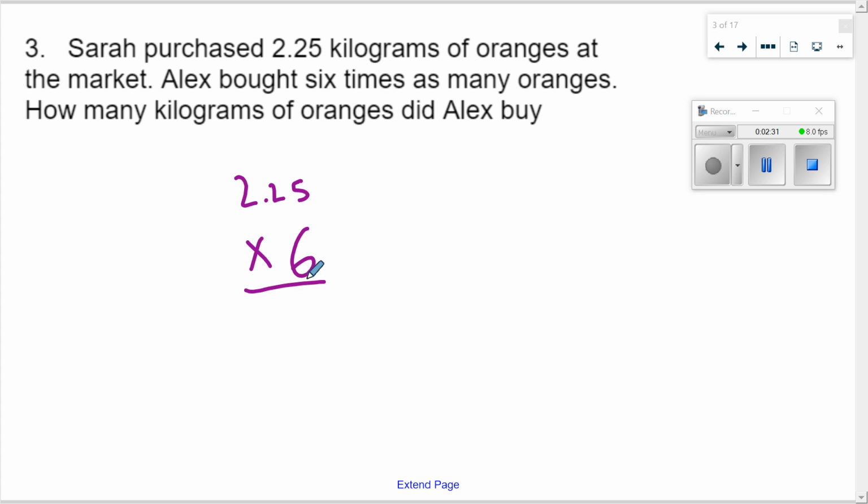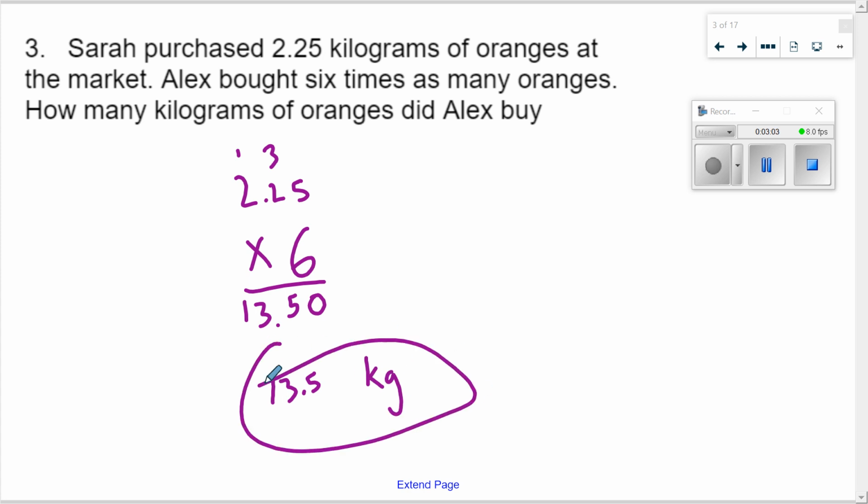6 times 5 is 30. Carry the 3. 6 times 2 is 12, plus 3 is 15. Carry the 1. 6 times 2 is 12, plus 1 is 13. And I need to move 1, 2 decimal places over. So the answer would be 13.50 or 13.5. And what's our unit here? Kilograms. Kilograms of oranges.